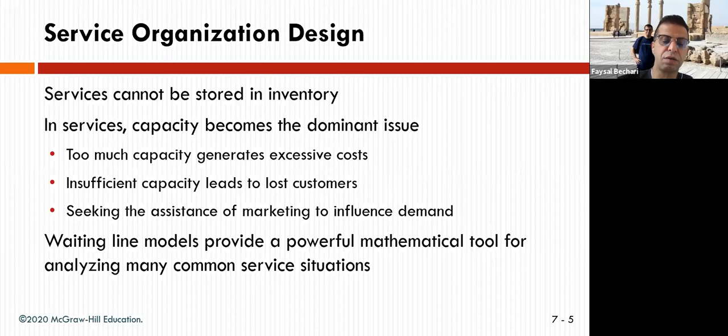So, seek the assistance of marketing to influence the demand. In providing services, marketing is very important, where they can influence the services required.